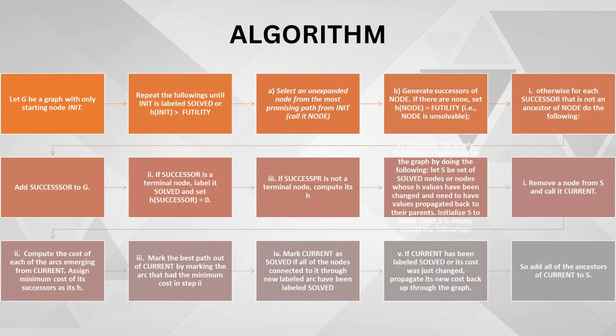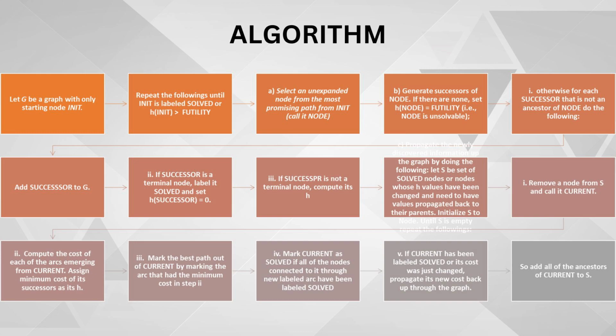So, let us have the algorithm for AO star search. Step 1. Let G be a graph with only starting node INIT. Step 2. Repeat the following until INIT is labeled SOLVED or H(INIT) is greater than FUTILITY. Step A. Select an unexpanded node from the most promising path from INIT. Call it NODE. Step B. Generate successors of NODE. If there are none, set H(NODE) equal to FUTILITY, that means NODE is unsolved.